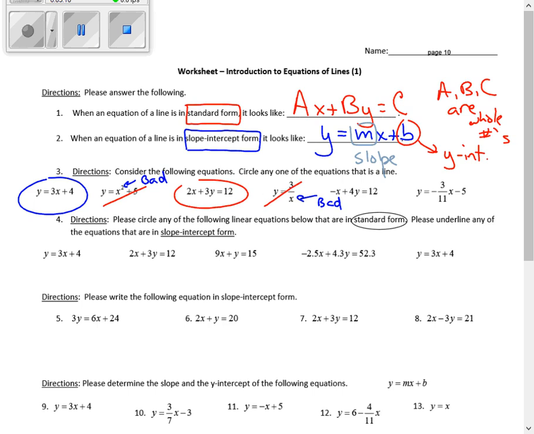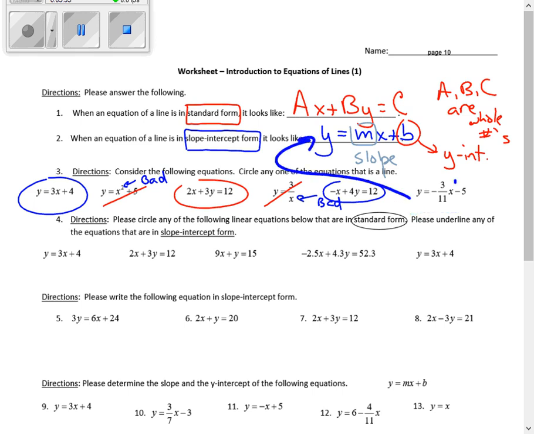Okay. Next example, negative x plus 4y. Well, we notice that that does look like ax plus by equals c. So that is the equation of a line. And our final example here, y equals negative 3/11 x minus 5. We notice that that is y equals mx plus b form.